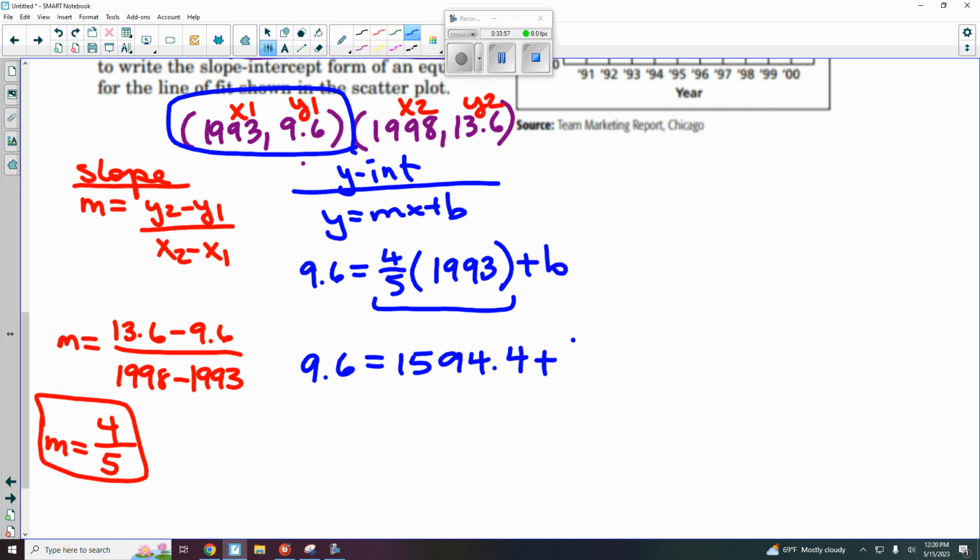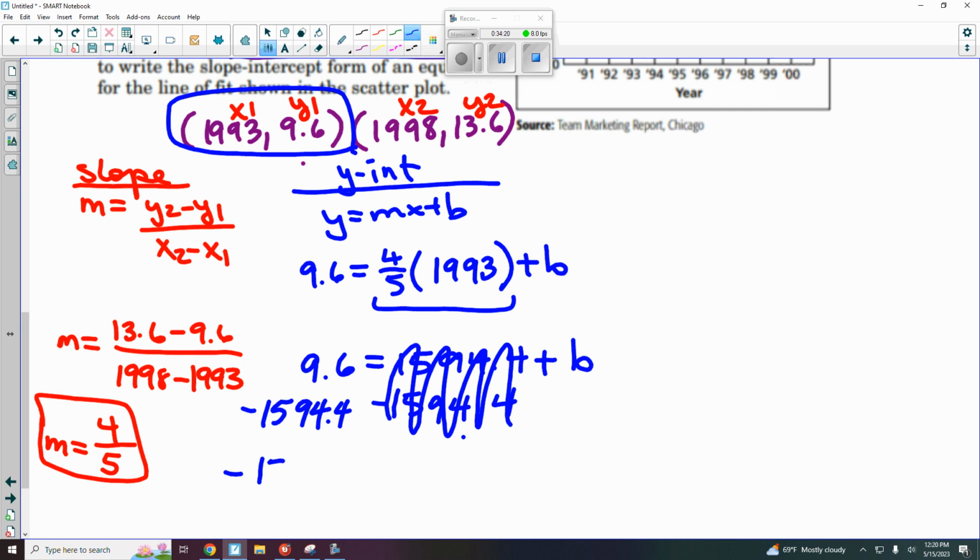1,594.4, thank you, plus b. And now because it's a positive 1,594.4, we minus 1,594.4 from both sides. So this guy over here on the right side is going to cancel out. And now what's 9.6 minus 1,594.4? Negative 1,584.8 equals b. There we go.